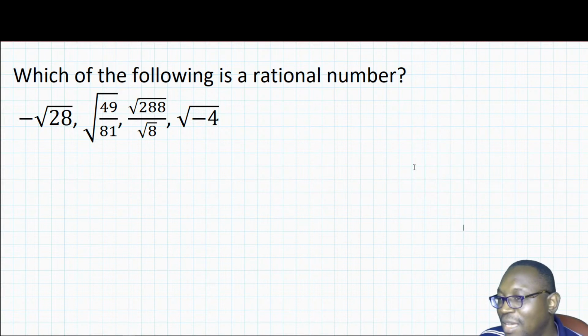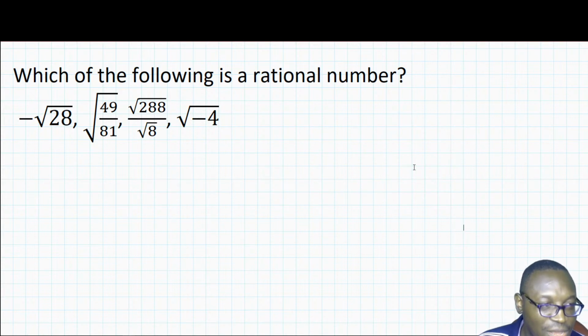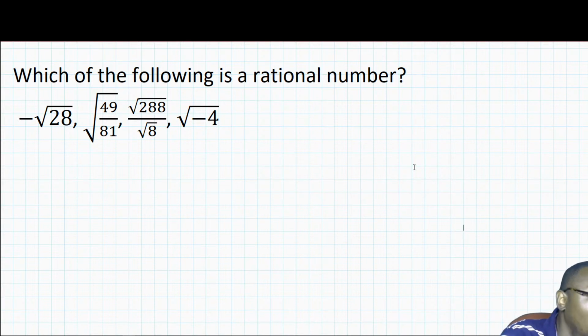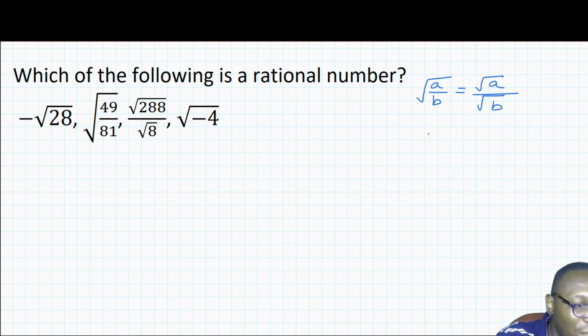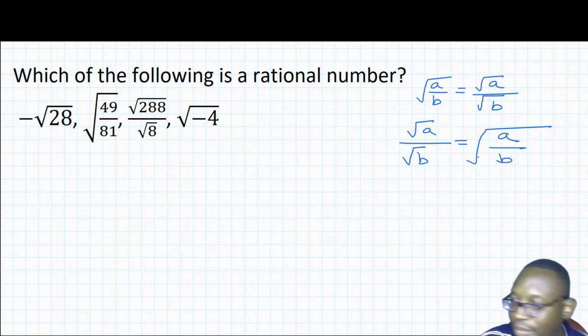So I'm going to show you some things here. Let me give you a hint on this question. We're looking for which of these is a rational number. Whenever you have this type of expression, if I have the square root of a over b, don't forget that that also can be done as the square root of a divided by the square root of b. And if I have the square root of a divided by the square root of b, I can always write it as the square root of a divided by b.